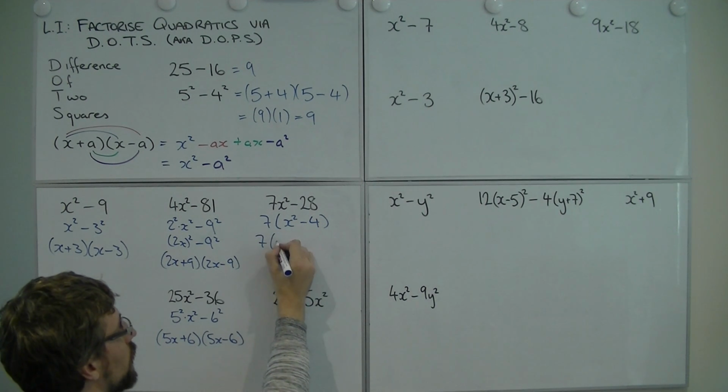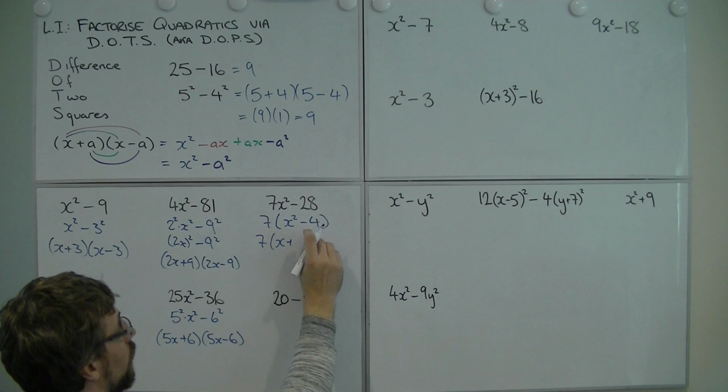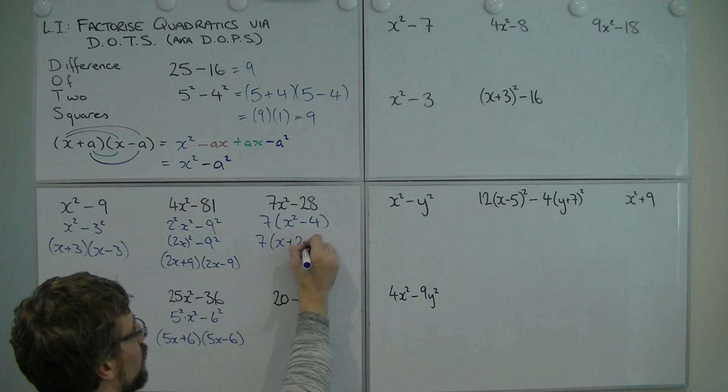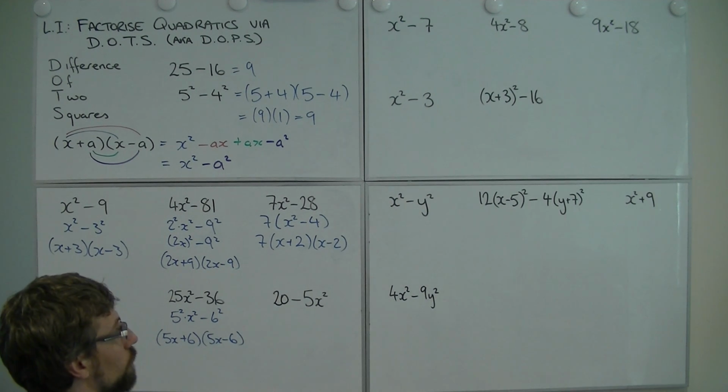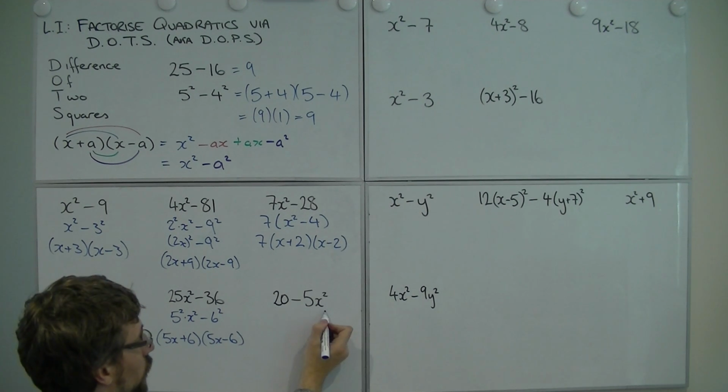7, open, first number plus second number. By the way, that's 2 squared. Cool. First number minus second number. Beautiful. Okay, well, I've got this.